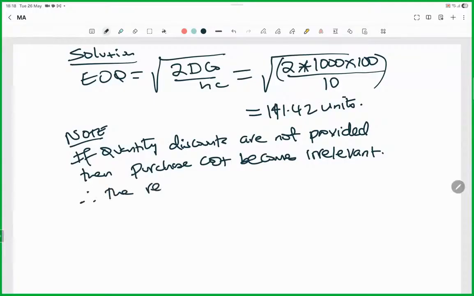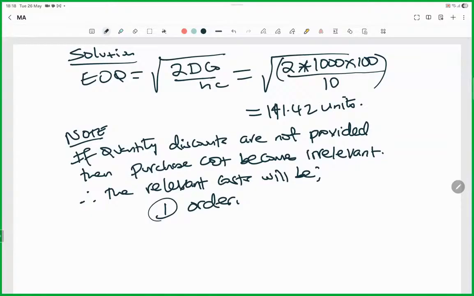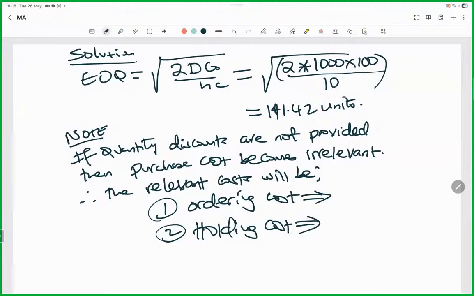Therefore, the relevant costs will be: number one, ordering costs. And then number two, we have holding costs. So these are the only costs that will be relevant. Whenever discounts are not given, our relevant costs will only be ordering cost and what here, somebody? Holding cost.